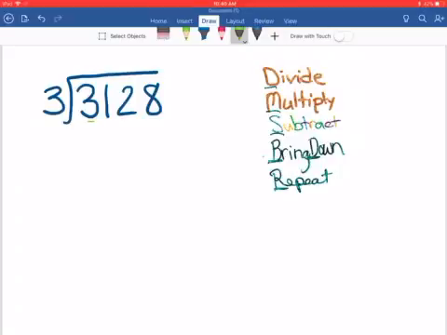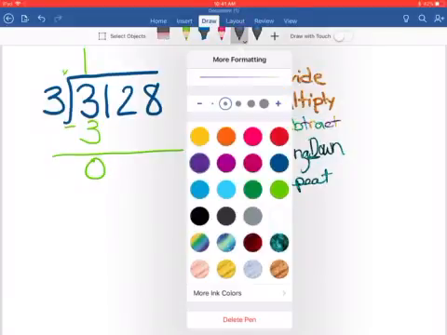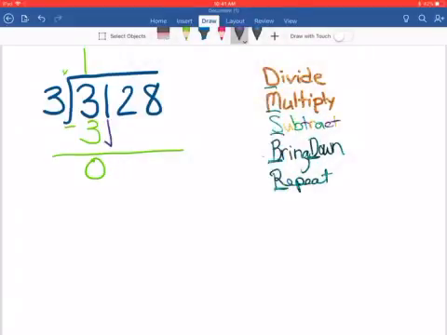So 3 divided by 3 is 1. 1 times 3 gives me 3. Which gives me 0. Woohoo! So far, so good, right? All right. Bring down my 1. Here's where we get dicey, because I've brought a number down, but I still can't divide by it, because I can't divide 1 by 3 and get a whole number.